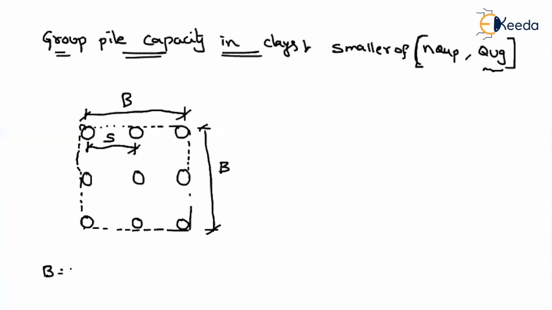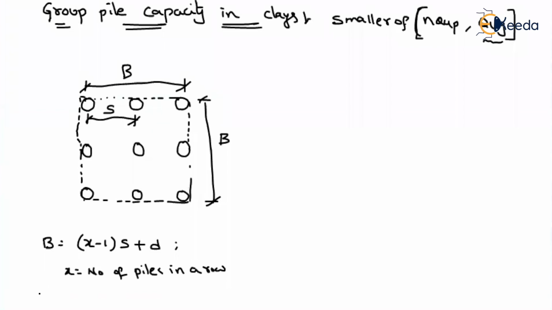So B will be equal to, how can we find out? How many spacings are there? 2 spacings. How many piles are there? 3. That's why here I'll say (x minus 1) into S. That means from here to here I am getting. After that, the remaining portion, plus D. Here x is the number of piles in a row, and S is the center to center spacing between piles.